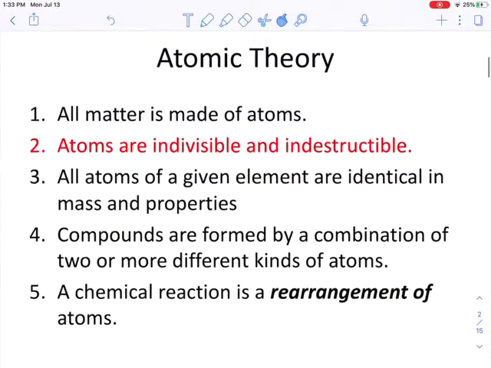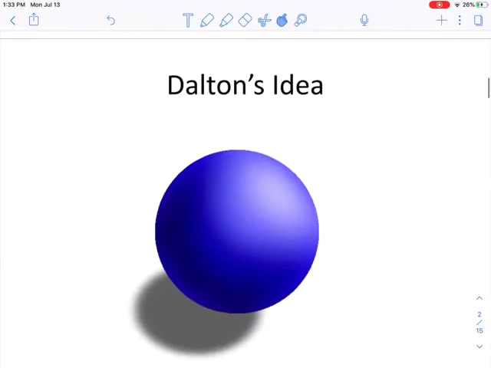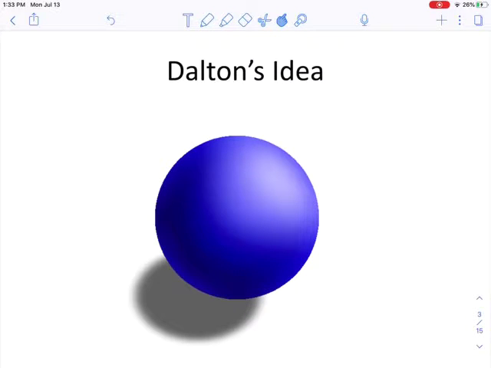number 2 here, that atoms are indivisible and indestructible. We know this now because we know that inside atoms there are smaller particles, and those particles destroy the idea that atoms cannot be destroyed. So Dalton's idea was that's what an atom looked like. It was a tiny little sphere that was indestructible.